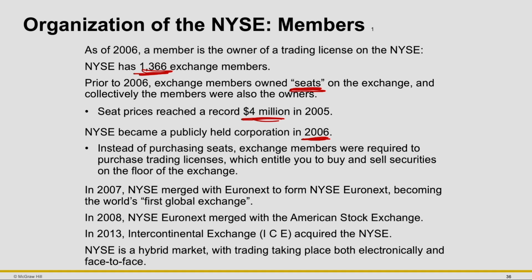A year after becoming public, NYSE merged with Euronext and became the first global exchange. And then very shortly after that, NYSE Euronext merged with the American Stock Exchange, which was the third major exchange in the United States. And then in 2013, Intercontinental Exchange purchased NYSE Euronext. And so now they are known as ICE.